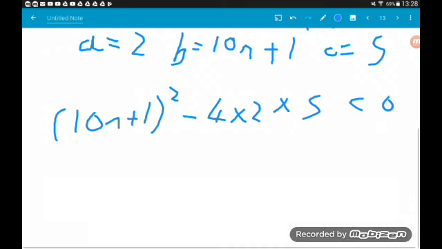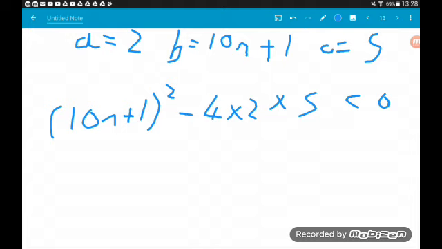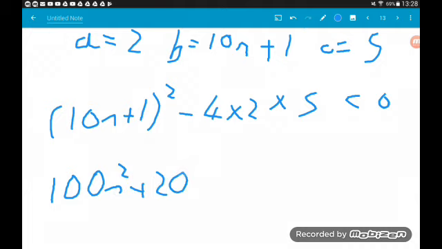Now if we expand these brackets, 10n plus 1 squared is 100n squared plus 20n plus 1. Then we've got minus 4 times 2 times 5. Minus 4 times 2 is minus 8, times 5 is minus 40.